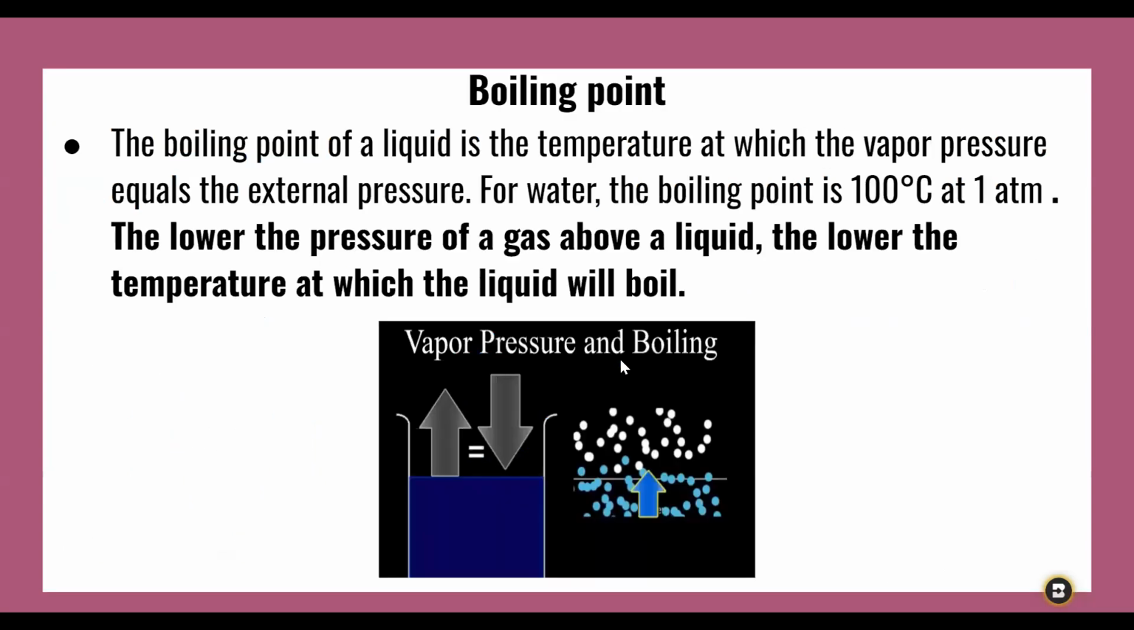Then boiling point. What is boiling point? Boiling point of a liquid is the temperature at which the vapor pressure equals the external pressure. External pressure is mostly atmospheric pressure. Look at this. This is atmospheric pressure. This is showing the vapor pressure from whatever is boiling. As soon as this equals this, that's when boiling takes place.